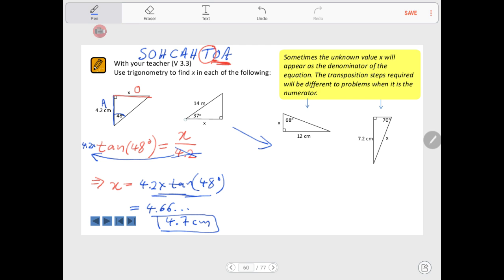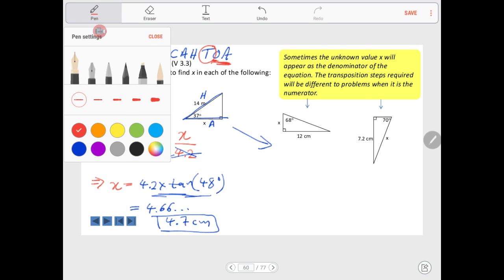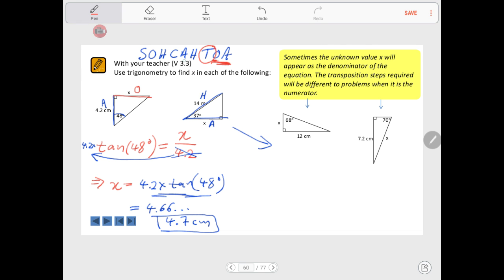Okay, so we want x, which is the adjacent side, and we're given the hypotenuse side. So this time A and H are involved. A and H, where do they appear together? Here, next to the C for cosine. So rather than being tangent, this one requires us to use cosine.